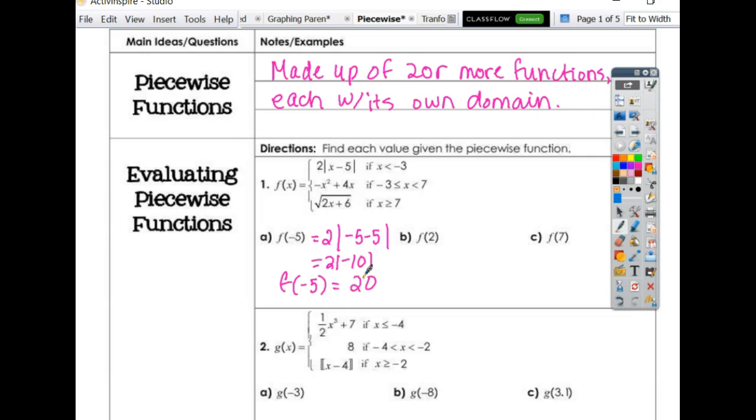So f of 2, that falls in the second one. So 2 squared is 4. I keep the negative, so I get negative 4 plus 8. That makes f of 2 equal to 4.